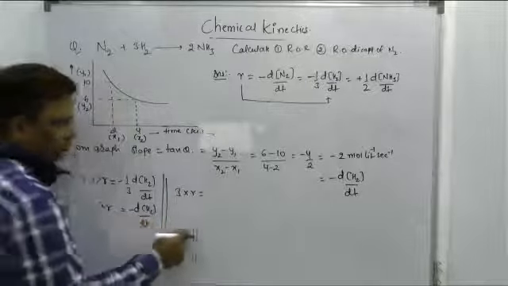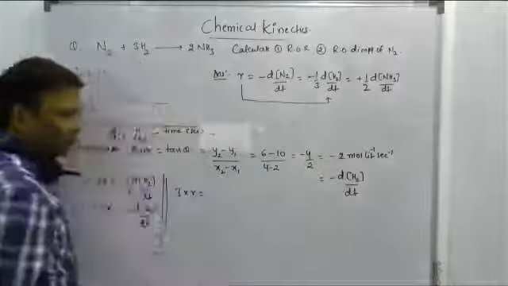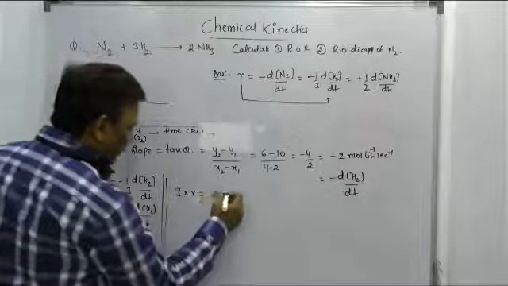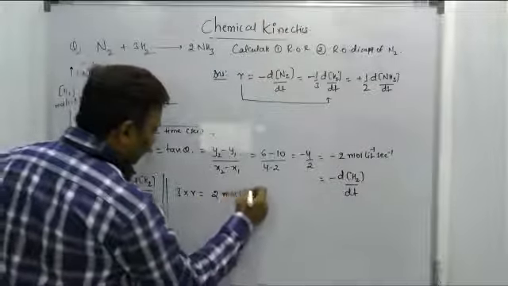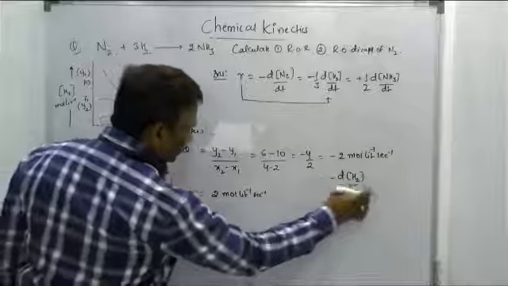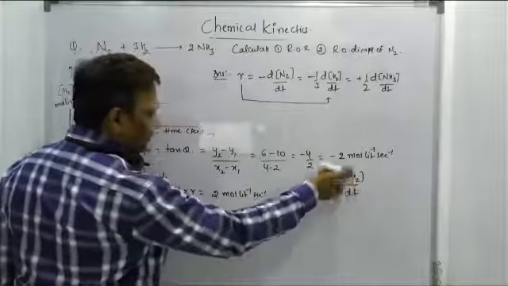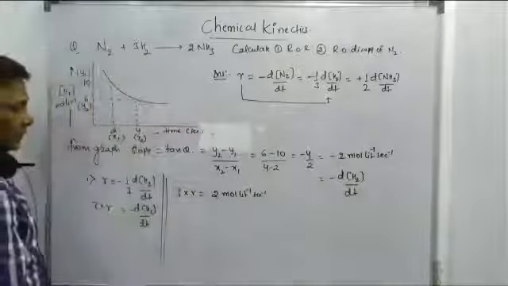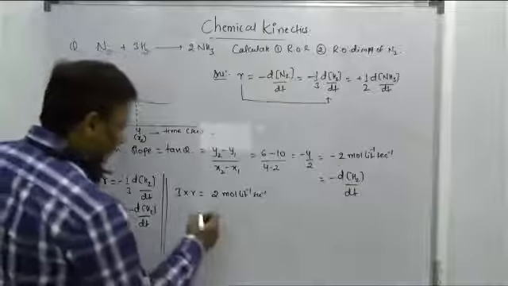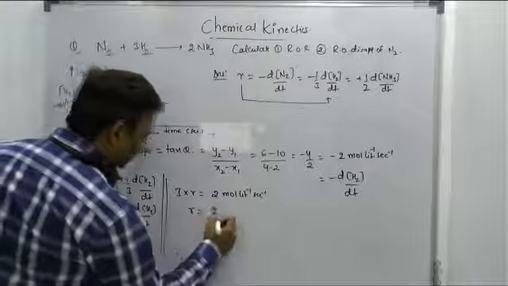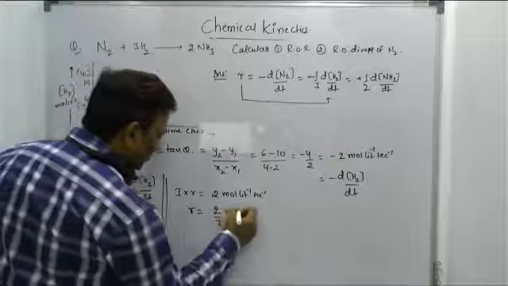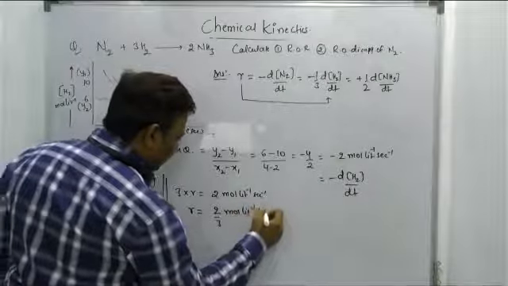Minus of dH2 by dt is nothing but minus of 2 mole per liter per second, because this value itself indicates the rate of disappearance of H2. So the negative term will come here. Is it clear, beta? Now ROR equal to what? 2 by 3 mole per liter per second.